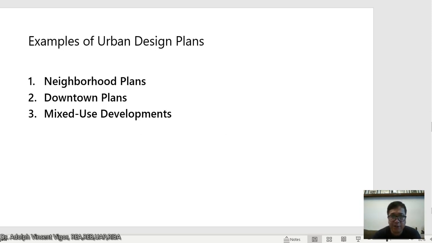Then these are the examples of urban design plans. The first is the neighborhood plan, the downtown plan, and the mixed-use developments.